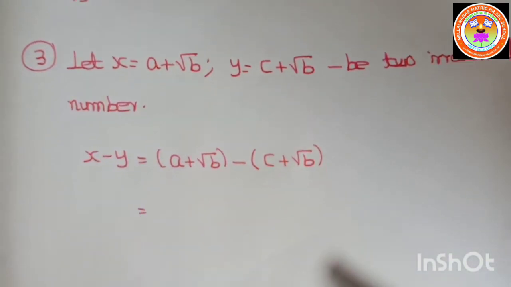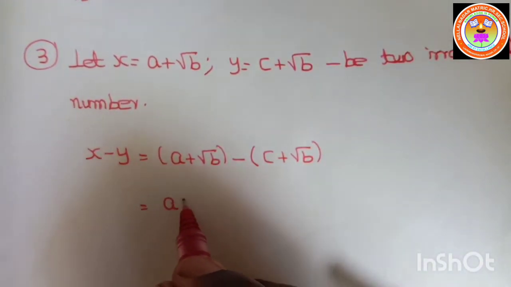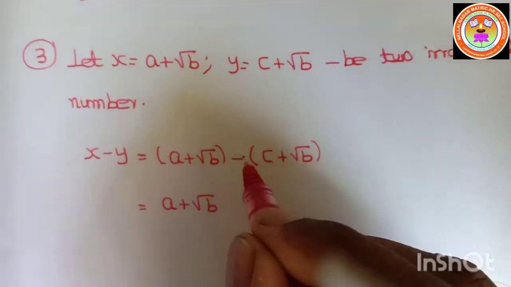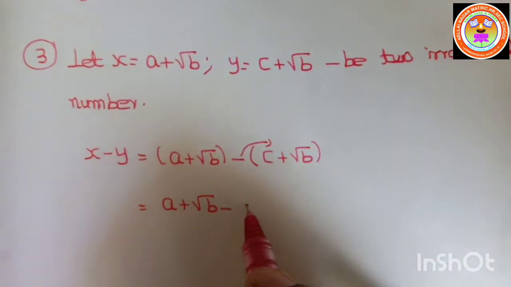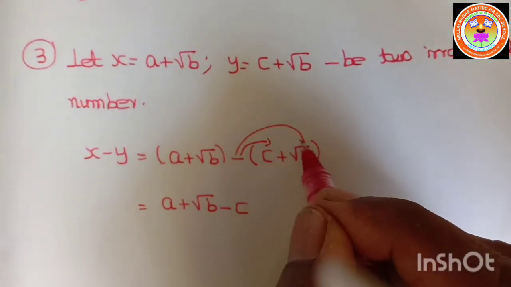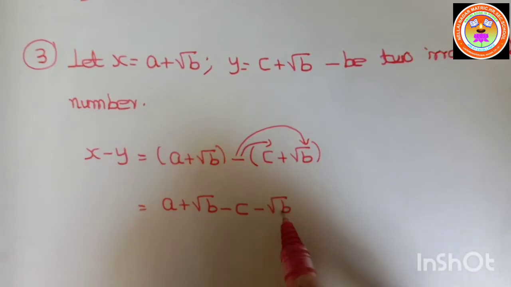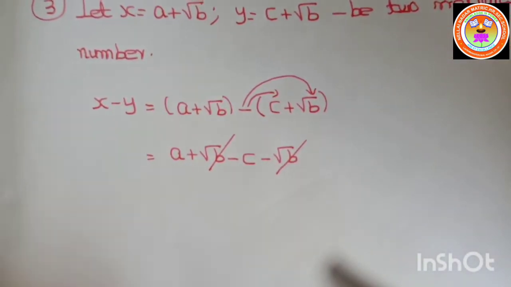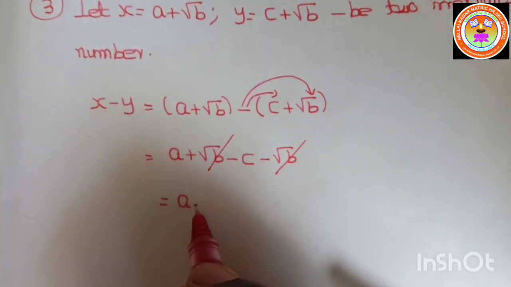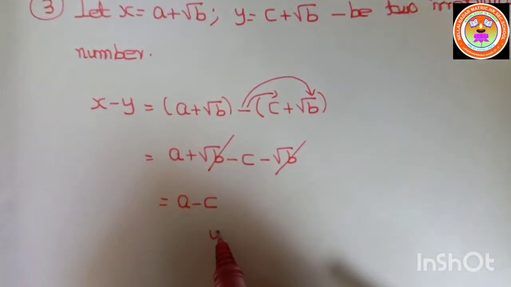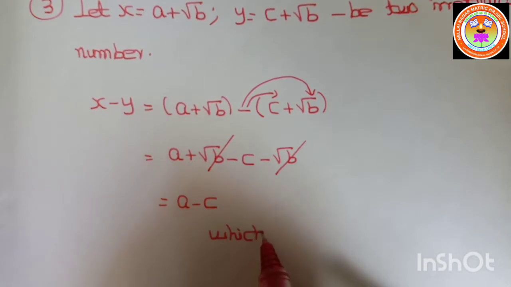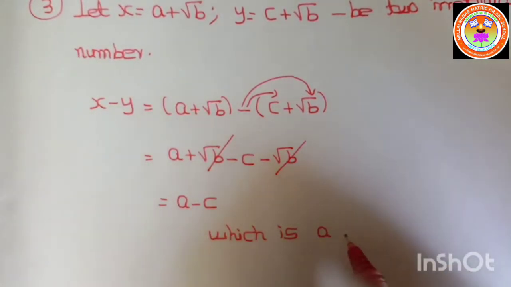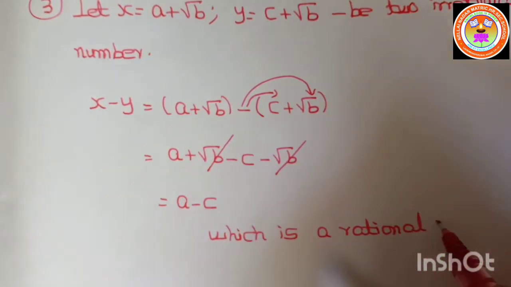So a plus root b, minus inside multiplying, minus c minus root b. Root b and minus root b get cancelled. A minus c, which is a rational number.